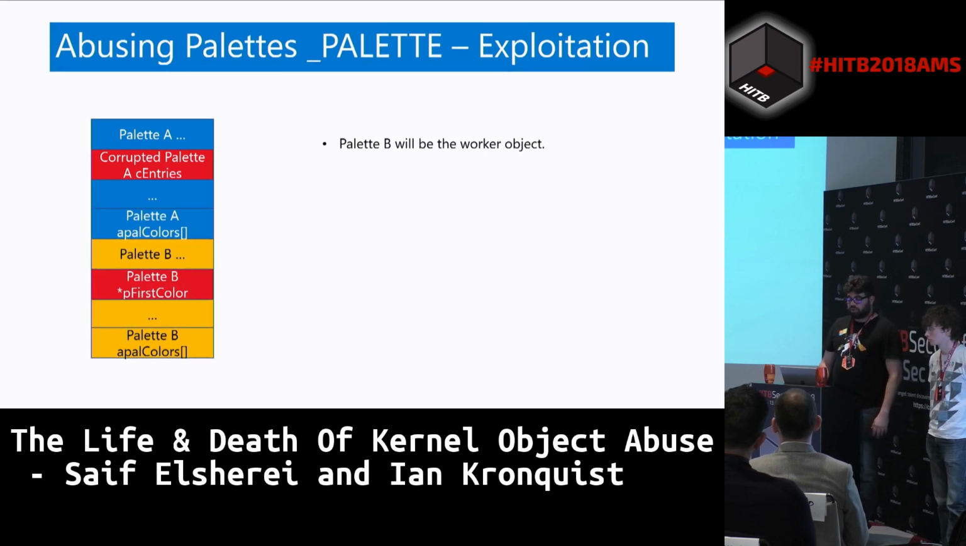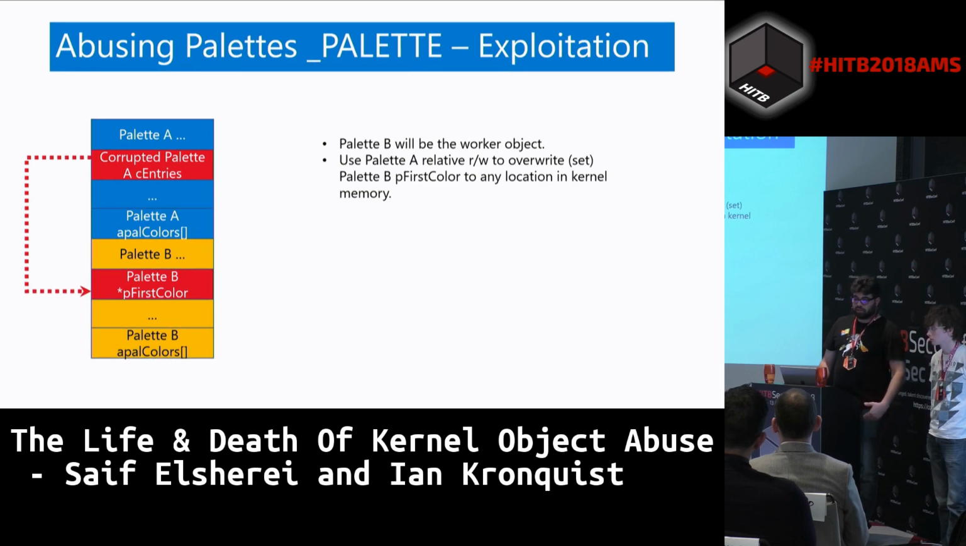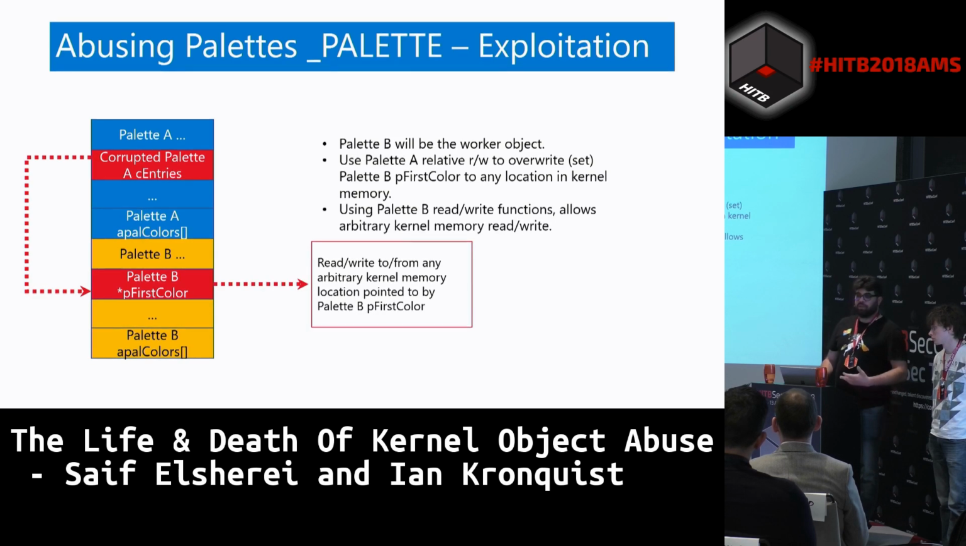Palette B will be the worker object. We will use the relative read and write gained in the previous step to override the pFirstColor pointer of the second palette. And then we use palette B, SetPaletteEntries and GetPaletteEntries to actually read and write from an arbitrary location in memory.